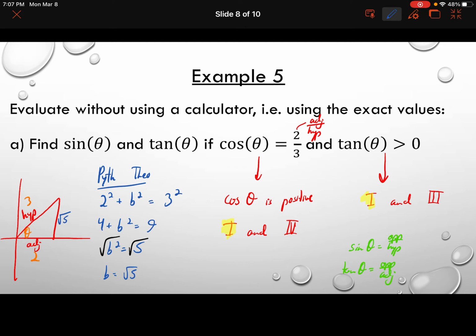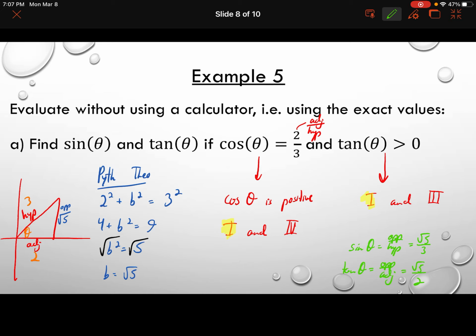So that means the opposite side is square root of 5, so we can finish this up. Sine is equal to opposite, square root of 5, over hypotenuse 3, and tangent is equal to opposite, square root of 5, over adjacent 2. So that would be our final answer for sine and tangent, respectively.